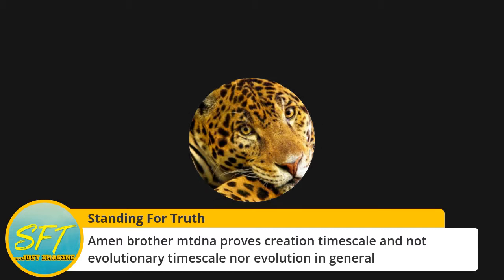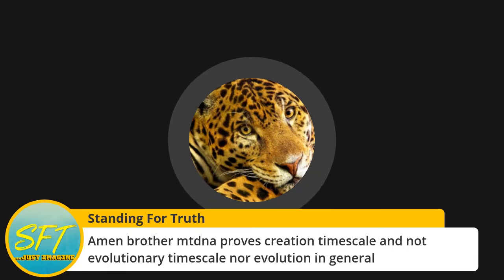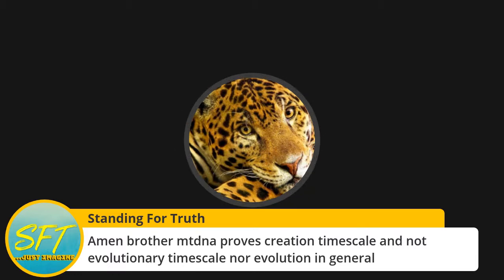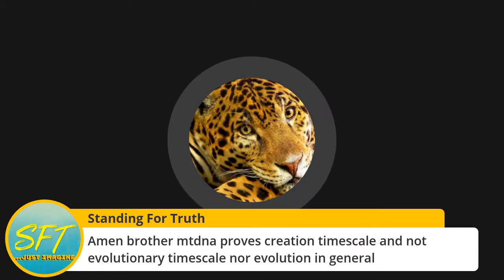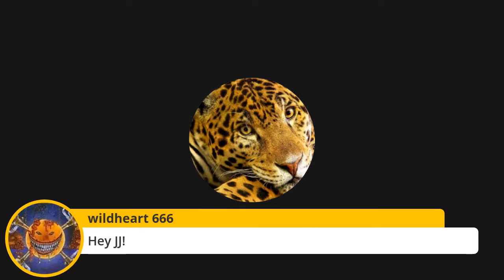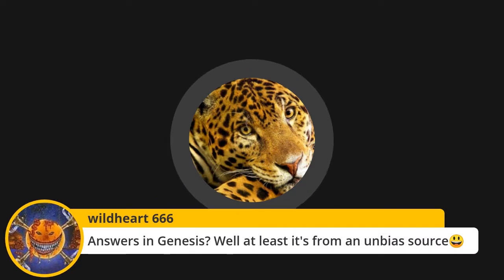And it's pretty hard for evolutionists to explain the genetic distance. So then we have Wildheart says hi. Answers in Genesis. Well, at least it's from an unbiased source. Yeah, it's from an honest source. How about that?